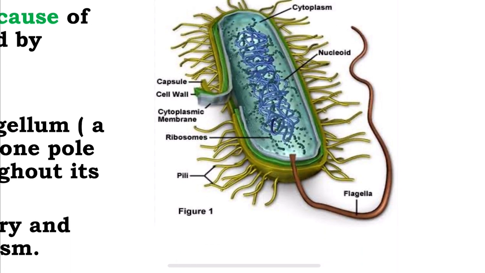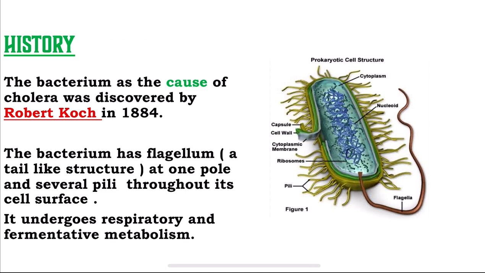You can see here the flagellum, a tail-like structure. It is situated at one pole of the bacterium, and there are several pili seen throughout its cell surface.